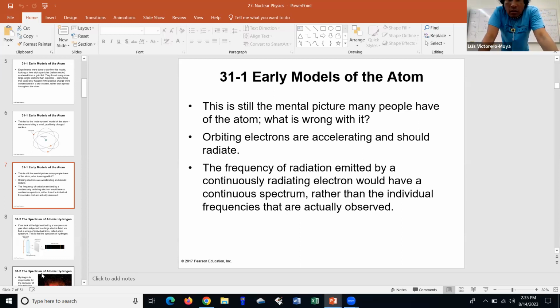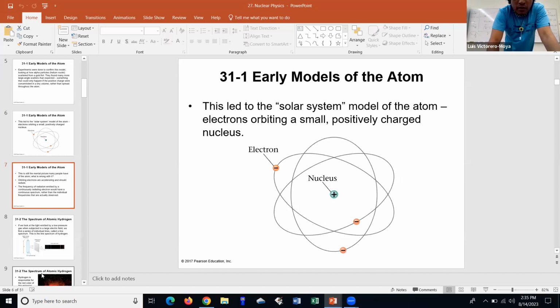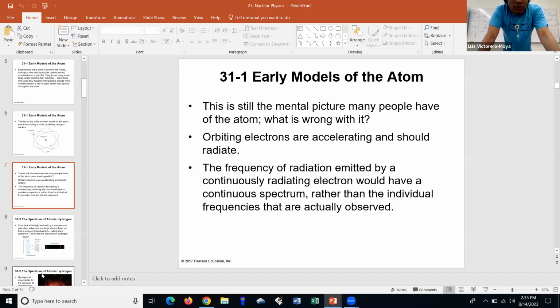Now, here is a problem with the picture I show you here. Orbiting electrons are accelerating. As you know, there is centripetal acceleration, so they should radiate. The radiation emitted by a continuously radiating electron will have a continuous spectrum. So that is another problem, though, right?